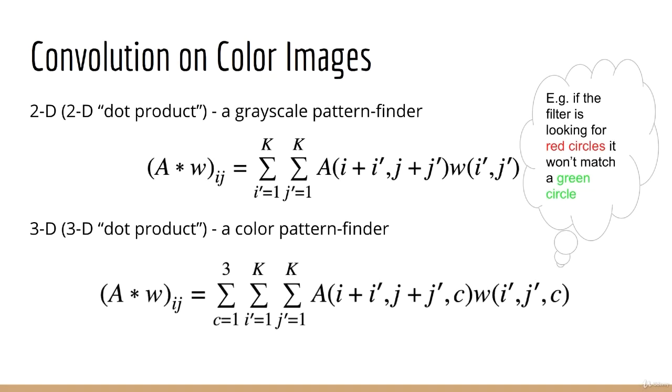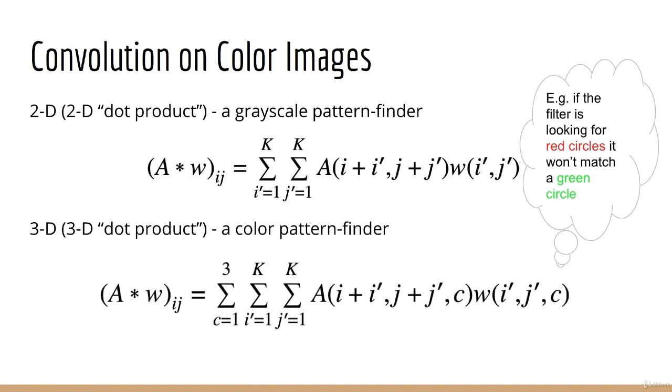Here are the details. At each position, we used to sum over the height and width of the kernel because the kernel was 2D. But now, since the kernel is 3D, we're going to sum over the color channel as well. Note that both the kernel and the image, for now, have 3 color channels. If you recall, that's red, green, blue. The way that you can think of this is that instead of the filter being a grayscale pattern finder, it's now a color pattern finder.